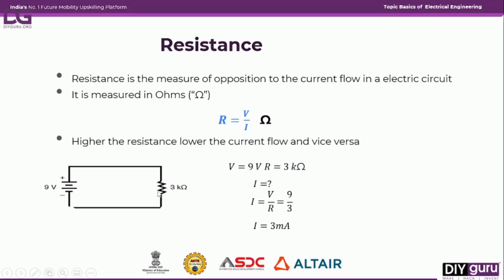Now if this resistance is increased, let us consider this 3 kilo ohms goes to 6 kilo ohms, then what is the current we will get? Definitely we will get less than this 3 milliamperes, because 9 by 6 is like 3 by 2, that is 1.5 milliamperes. Definitely it will be less than the 3 milliamperes.